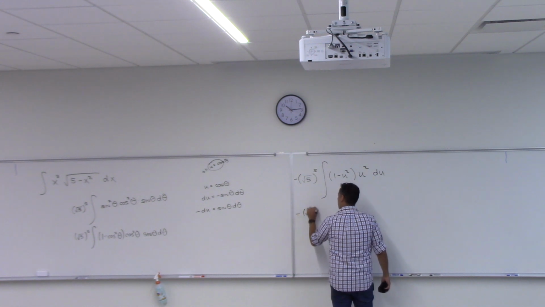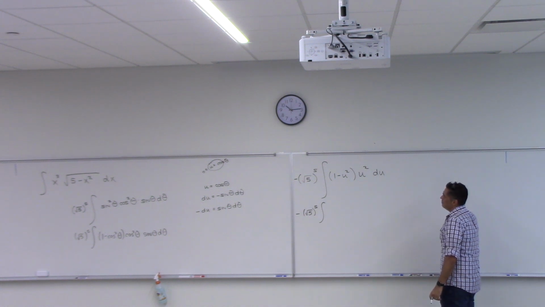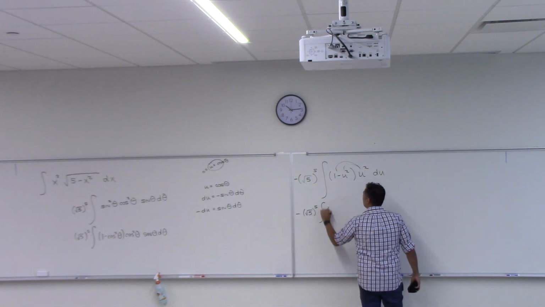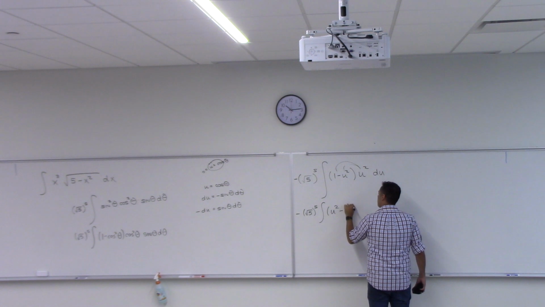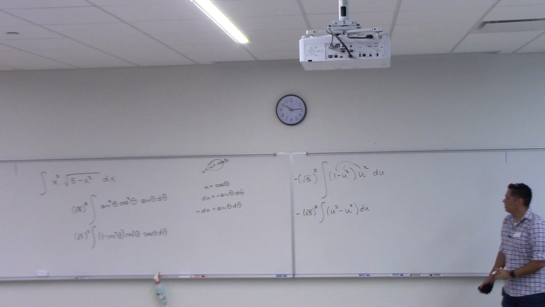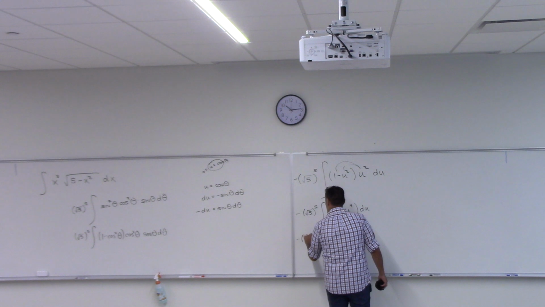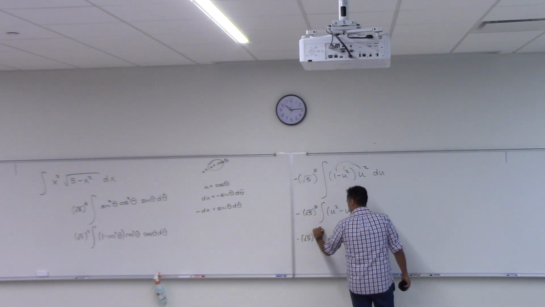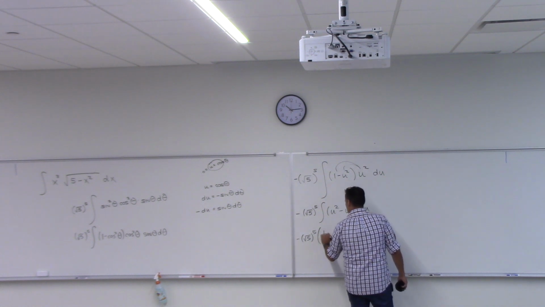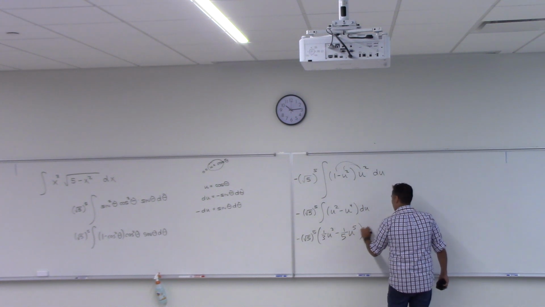root 5 to the 5th, integral, now what? Distribute through, right? Because you're going to have a polynomial now. u squared minus u to the 4th du. Can you handle that? Yes, okay, so negative root 5 to the 5. And then in parentheses, because that will need to distribute through when I'm done, 1/3 u cubed minus 1/5 u to the 5th plus c.